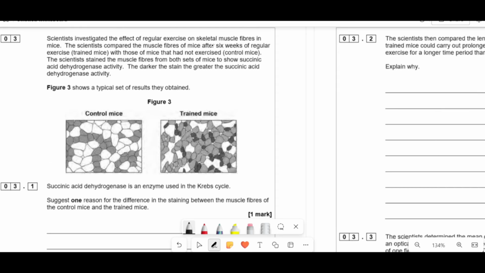Scientists investigate the effect of regular exercise on skeletal muscle fibers in mice. The scientists compared the muscle fibers of mice after 6 weeks of regular exercise and trained mice with those of mice that had not exercised. The scientists stained the muscle fibers from both sets to show succinic acid dehydrogenase activity, and the darker the stain, the greater the succinic acid dehydrogenase activity. So again, dependent, independent. What's the independent? It's control versus trained mice. So have they had exercise or not? No exercise versus exercise, and their dependent is what they're measuring: the staining of the succinic acid in muscle fibers.